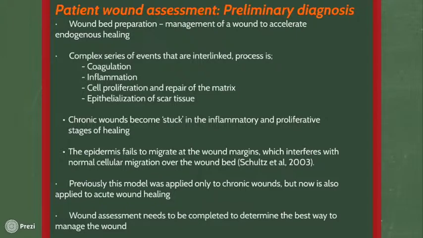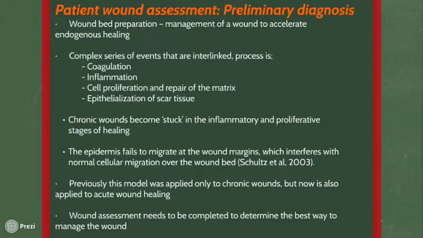In the past, this model of healing has been applied to chronic wounds, but it is now known that chronic wounds heal in a different way to acute wounds. Chronic wounds remain in the inflammatory and proliferation stages of healing for a longer period of time, which delays closure. The epidermis fails to migrate at the wound margins, which interferes with normal cellular migration of the wound bed.